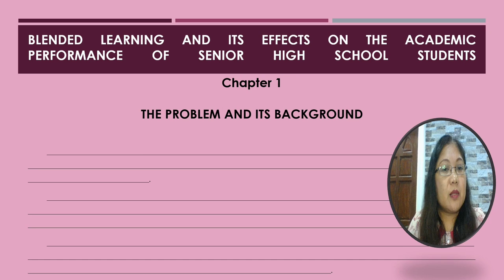sa abroad. So, yung first paragraph, pwedeng abroad. Second paragraph, yung mga problema na meron sa Philippines related dun sa blended learning. And then, yung third paragraph, pwede po natin isulat dyan yung mga problema naman na nararanasan ng mga senior high school students sa eskwelahan na kung saan sila nag-aaral. So, meron na tayong tatlong paragraphs. Diba? May tatlong paragraphs na tayo.